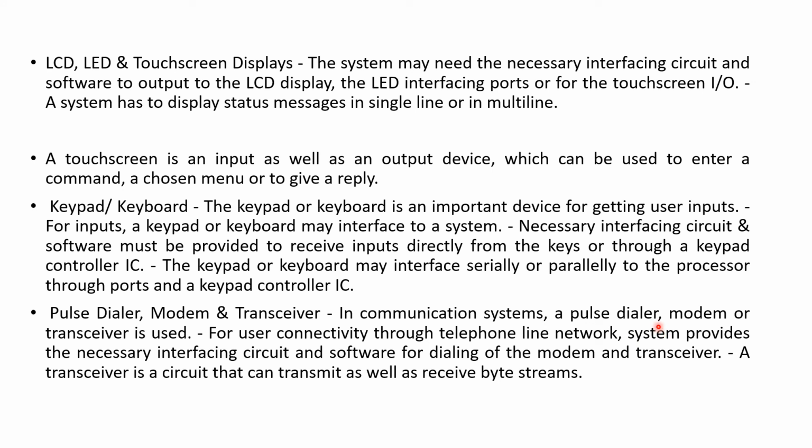Okay, so for these types of routing and transmission of communication, that is to a wireless system, or in the case of a network, we require a transceiver circuit. Transceiver means that it can both transmit as well as receive the byte streams. Okay, so for all this effective communication, that is for the packet routing, etc., we require all these devices. That is, we require a modem, okay, and we require a pulse dialer, transceiver, etc.